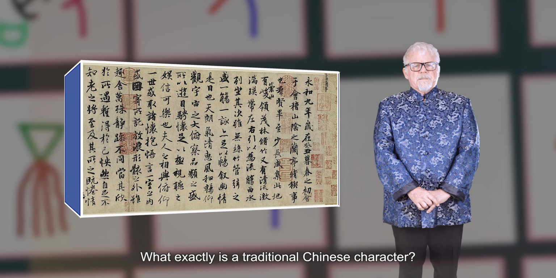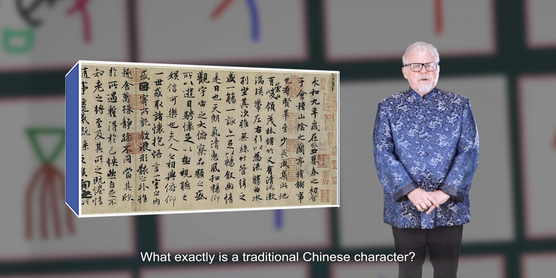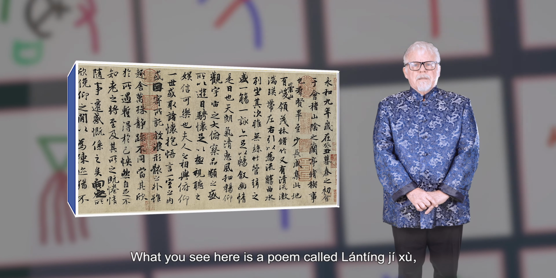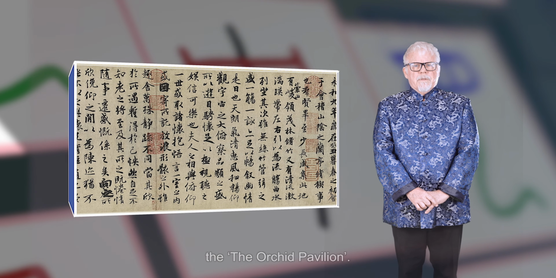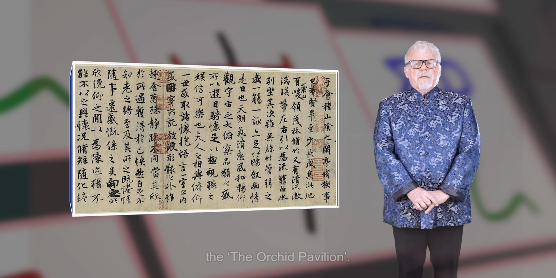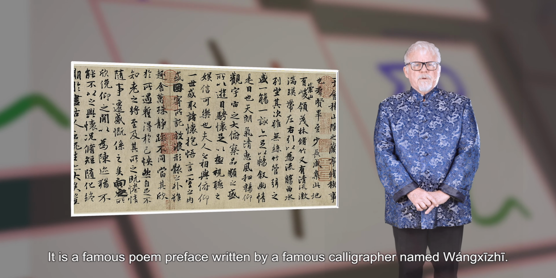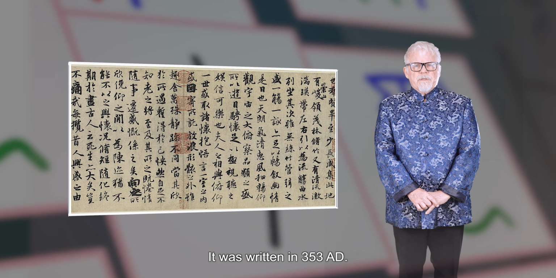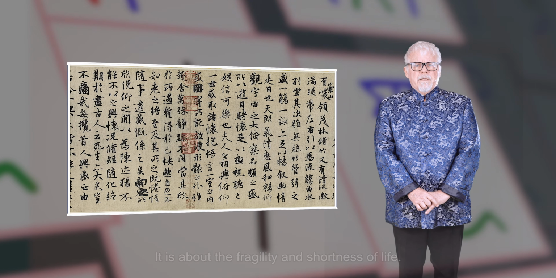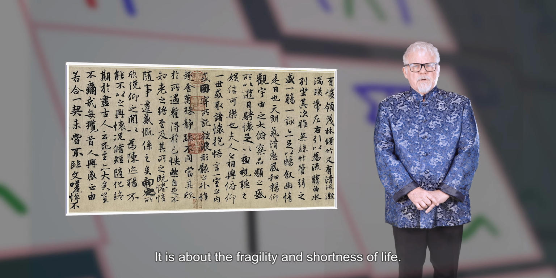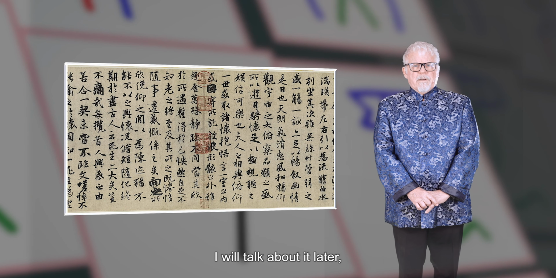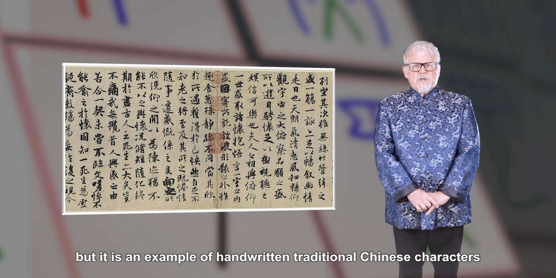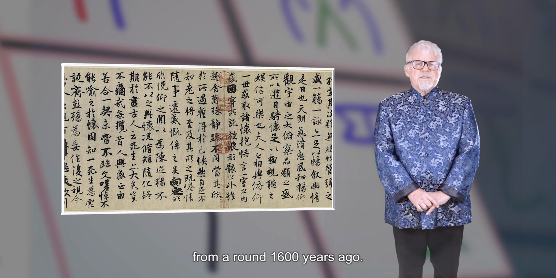What exactly is a traditional Chinese character? What you see here is a poem called Lanting Jishu, the Orchid Pavilion. It is a famous poem preface written by a famous calligrapher named Wang Xizhi. It was written in 353 AD. It is about the fragility and shortness of life. I will talk about it later, but it is an example of handwritten traditional Chinese characters from around 1600 years ago.